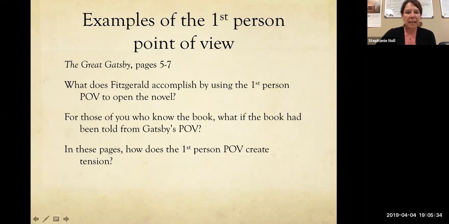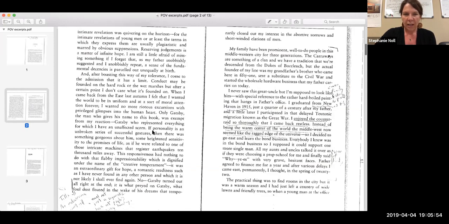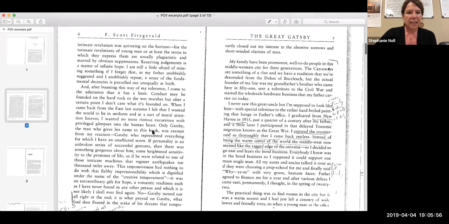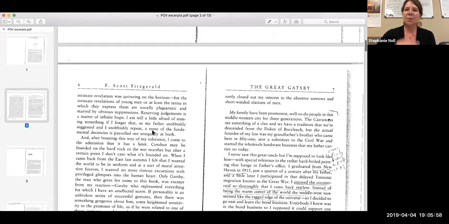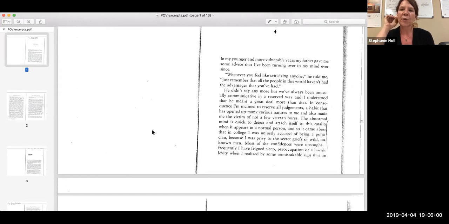I think the last question I asked, let me take a look. How does the first person point of view create the tension? And I think one way is that line, it's what preyed on Gatsby. Let me take another look with you. How does it, yeah, and even the beginning lines, in my younger and more vulnerable years, my father gave me some advice.